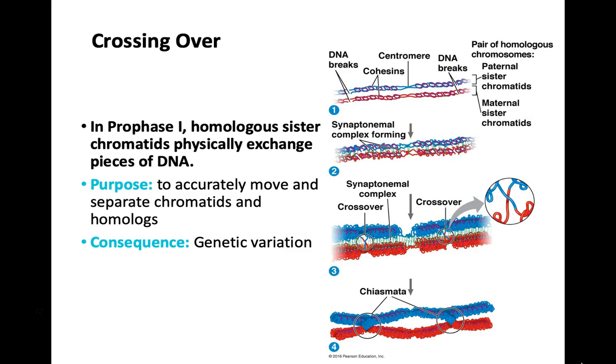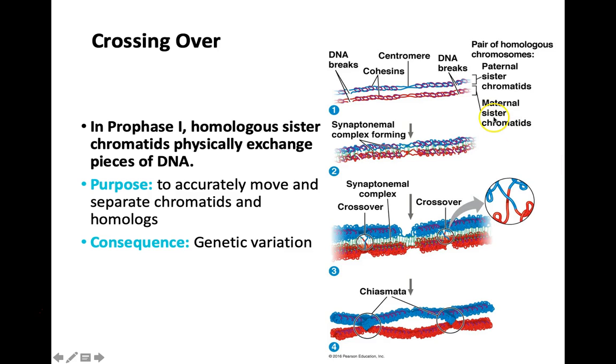So let's talk about the process of crossing over real quick. In prophase 1, homologous sister chromatids, so that is 2 pairs of sister chromatids, homologous chromosomes with their sister chromatid, line up together and physically exchange pieces of DNA. The purpose of this is to hold those chromosomes together so that they can move to the metaphase plate and be partitioned correctly. That's why it happens. The consequence of this, though, is that it produces genetic variation.